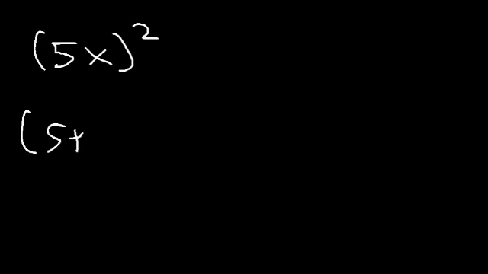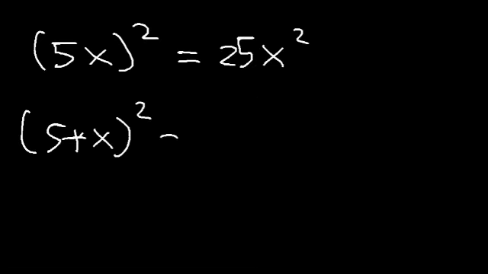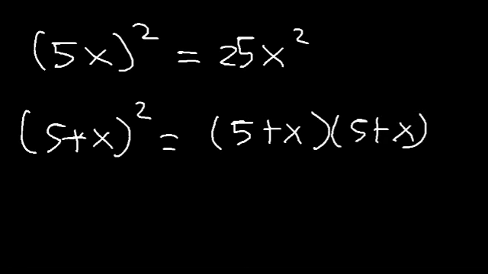By the way, what is the difference between 5x squared and 5 plus x squared? Are these the same? 5x squared is basically 25x squared. But 5 plus x squared is not 5 squared plus x squared. It doesn't work that way. Instead, you need to FOIL. This is 5 plus x times 5 plus x, which we've covered already.